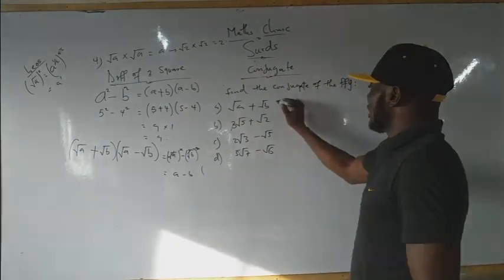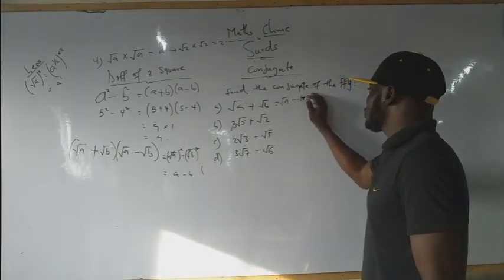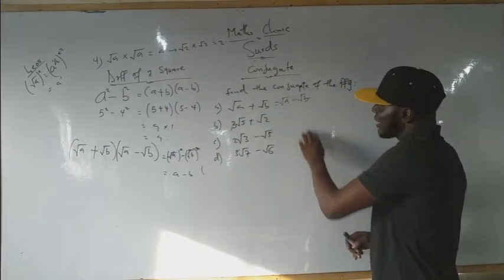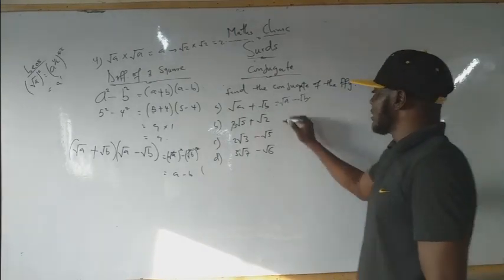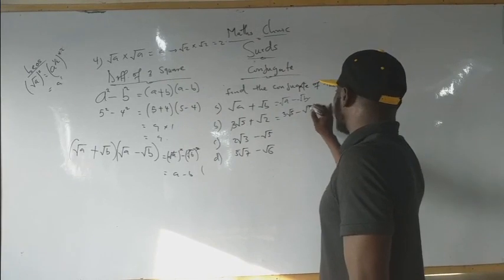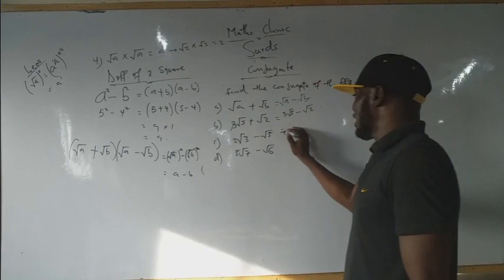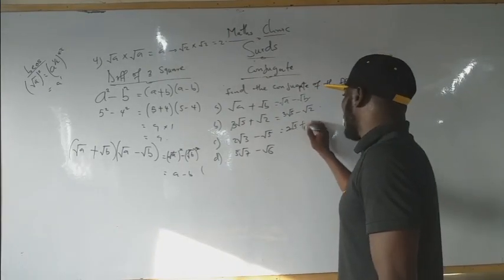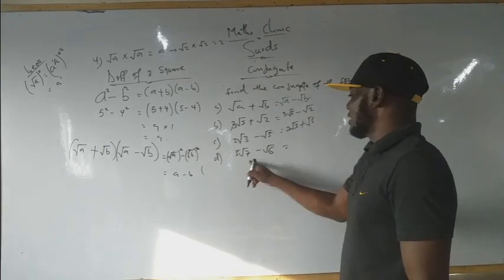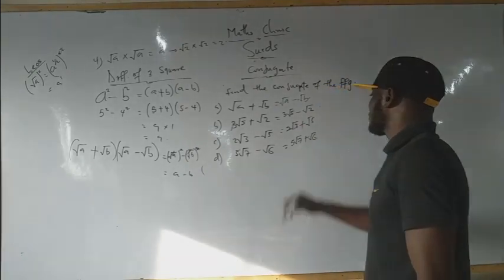And what is the number? It is just root A minus root B. That will be the conjugate of this. The conjugate of this is root A minus root B. While the conjugate of this will be 3 root 5 minus root 2. While the conjugate of this will be 2 root 3 plus root 5. While the conjugate of this will be 5 root 7 plus root 6.